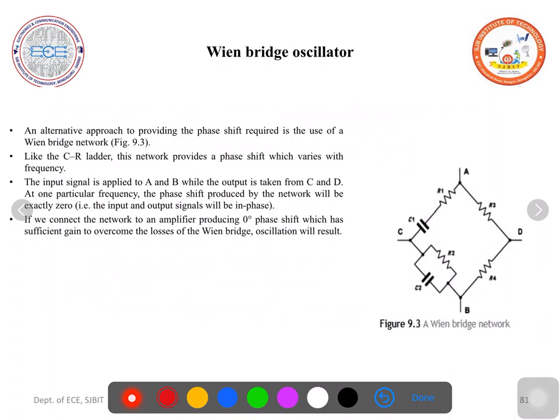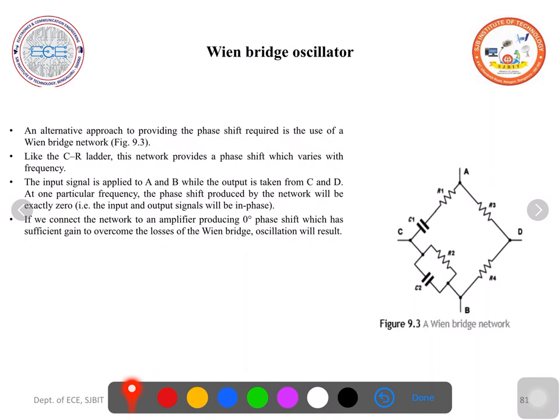Now let us go to the next oscillator, that is a Wien bridge oscillator. This is a Wien bridge network. Here we have a series combination of R and C, and here we have the parallel combination of R and C. R1, C1 are in series, R2, C2 are in parallel. An alternative approach to provide the phase shift required is the use of a Wien bridge network.